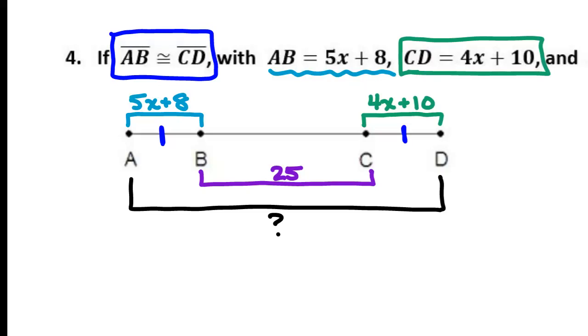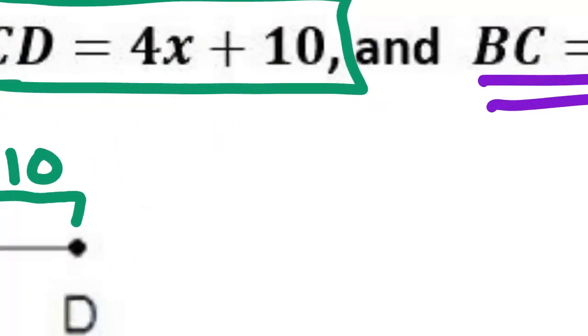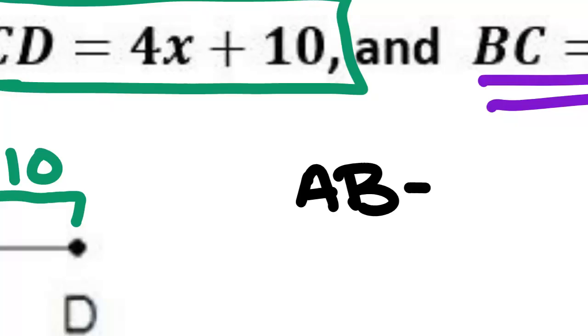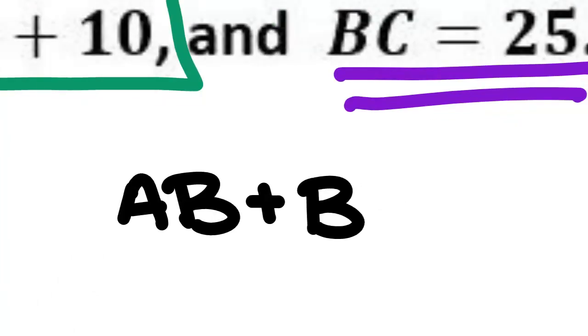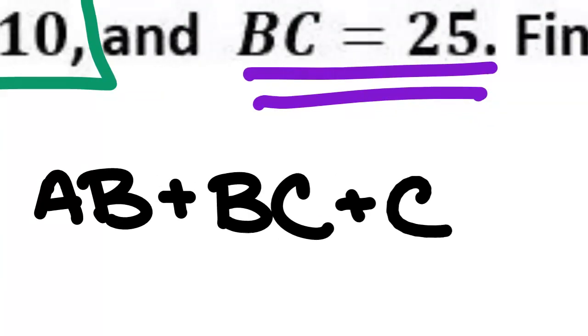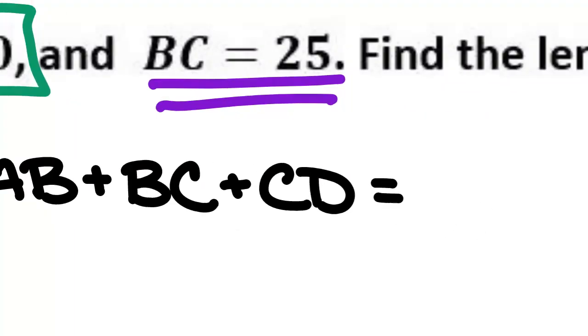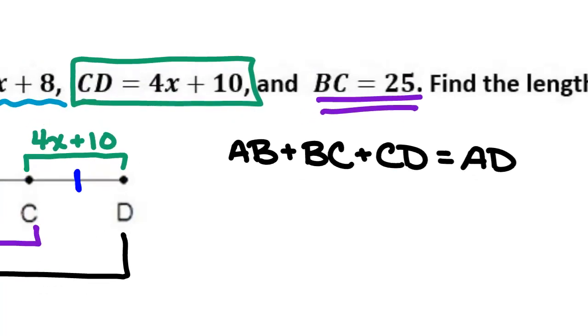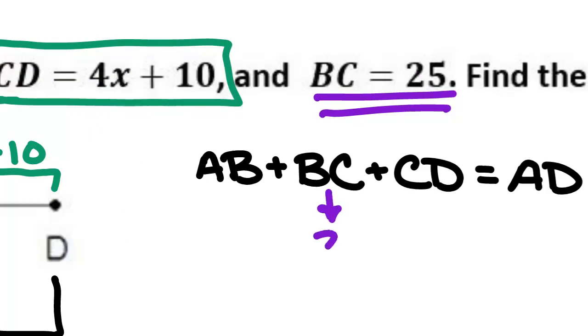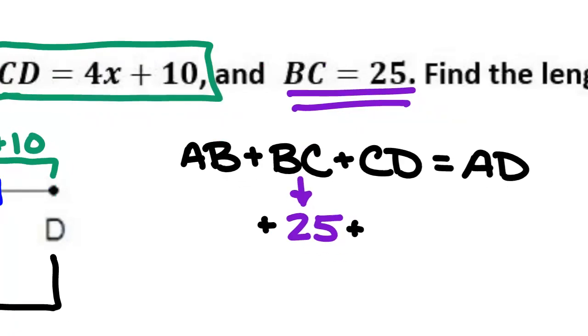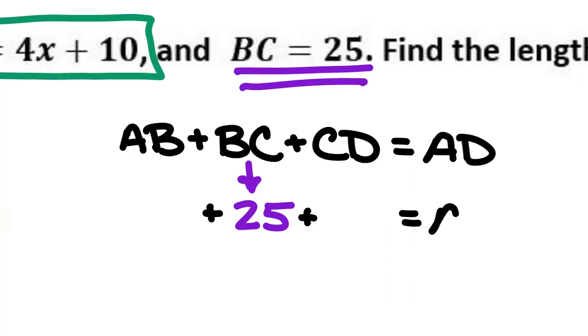Well, if I knew how big each of these little segments was, AB, BC, and CD, I could just add those 3 together. AB plus BC plus CD equals AD. I know what I can put in here for BC. That's 25. But I don't know what to put in for AB and for CD.